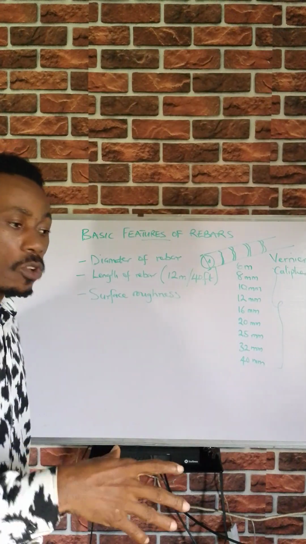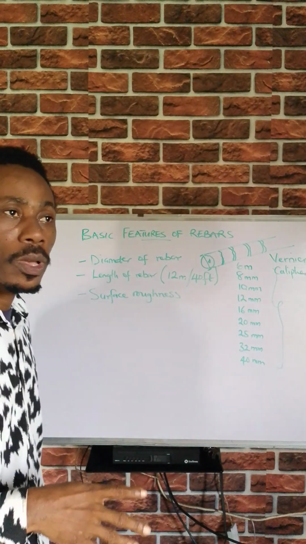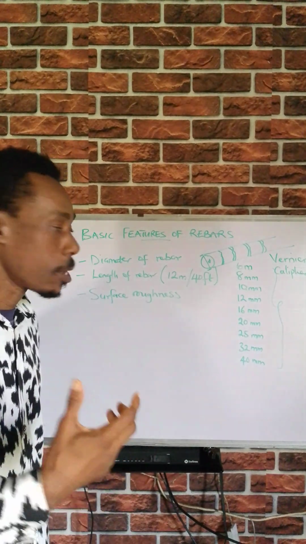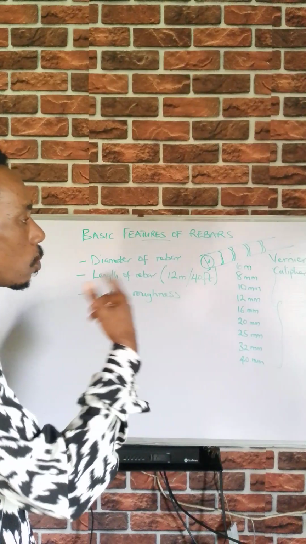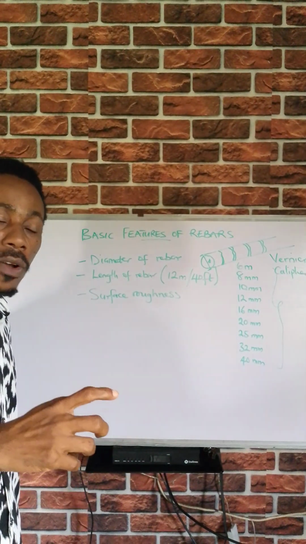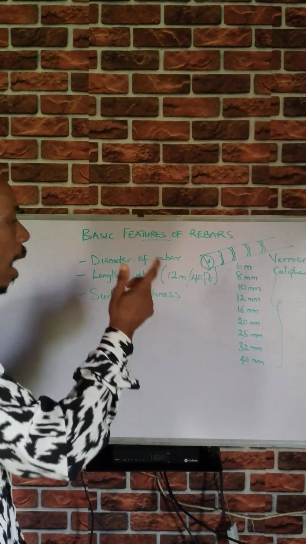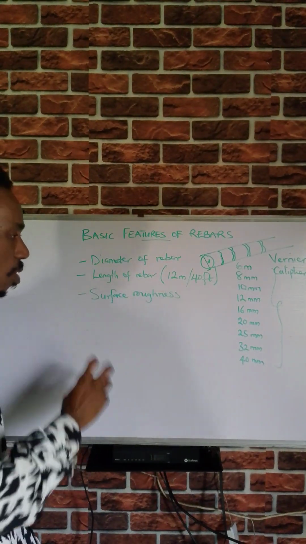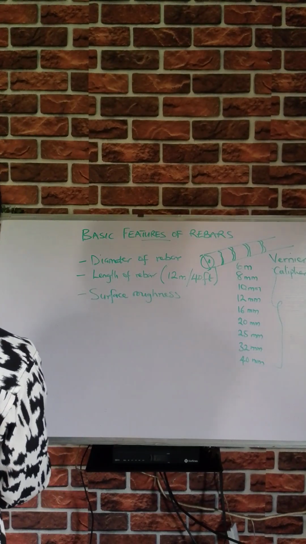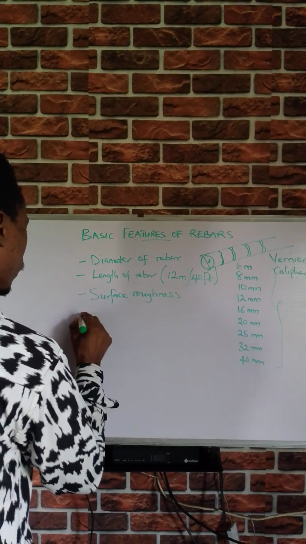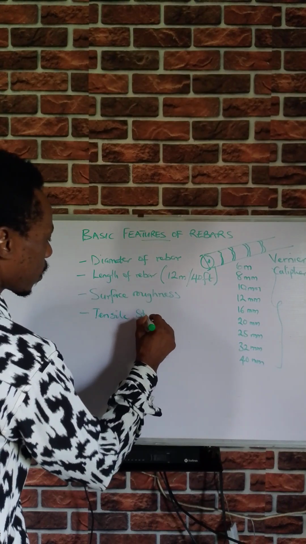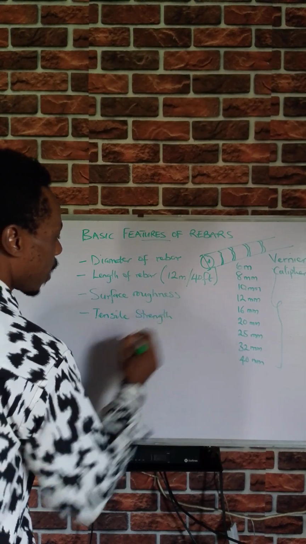Probably you might see some structures, slabs, you get on it, and by the time you step on it, you start feeling vibration. This can also attest to the fact that there is a kind of internal dissociation that has existed. All right, so we have to look out for surface roughness for our reinforcement. All right, then we also have to look at the tensile strength.